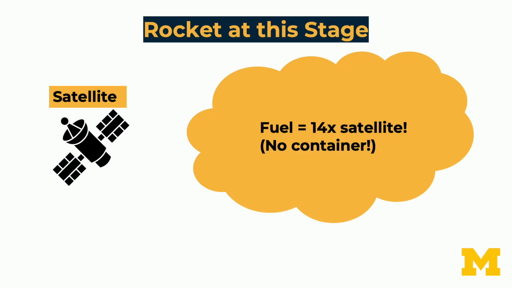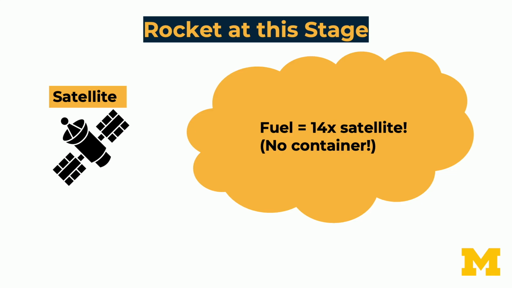That's a lot of fuel. 140,000 kilograms to get our 10,000 kilogram satellite into orbit. It's a lot. But this is a simplification of things, right? And so far, we haven't actually even talked about the rocket yet. So what we have right now is we have the satellite and we have just a big pile of fuel. We have no container or anything at all.